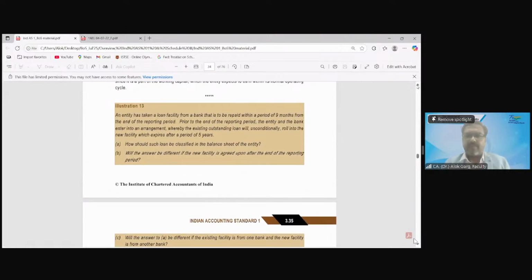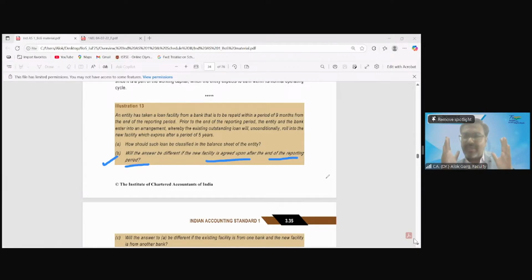Yes, sir. Will the answer be different if the new facility is agreed upon the end of the reporting period? If this new arrangement, new agreement, has been entered after the reporting period? Then it will be current liability because as on reporting date, we do not have the right to defer the payment. What's your name? Anushri. Anushri, you are absolutely right.